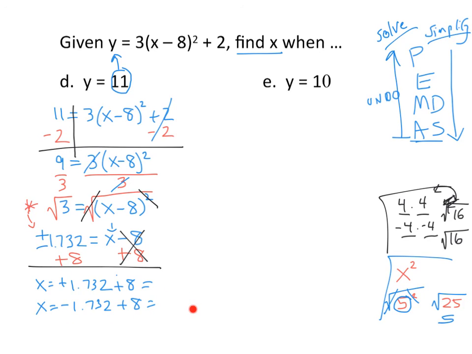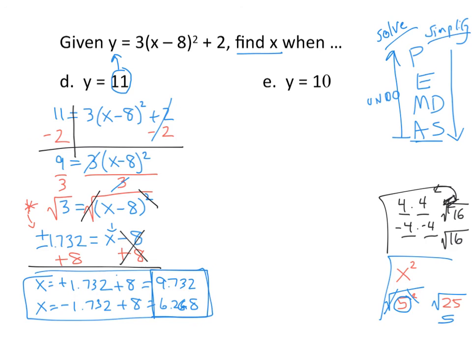So we need to compute both of these, and they are both our answers. So the first one will be 9.732, and the other one will be 6.268. All right, that should be a 6. Sorry, it's a little messy. All right, so here are 2 answers for this problem. X is equal to, we didn't need all that work there to circle here, but these are our answers right here.